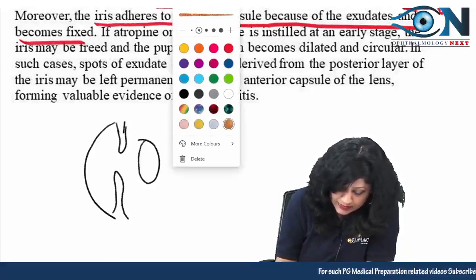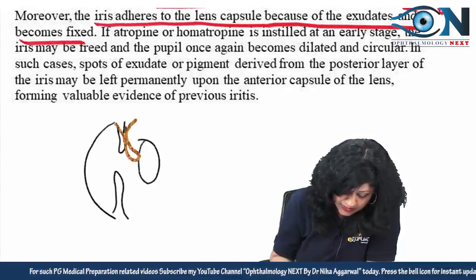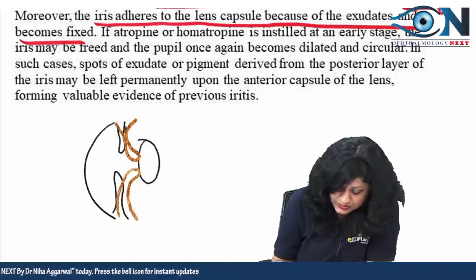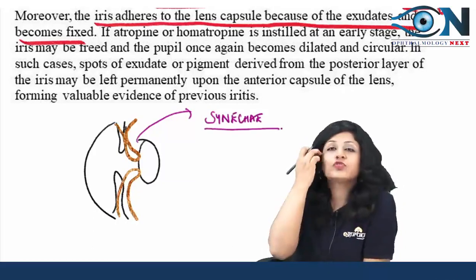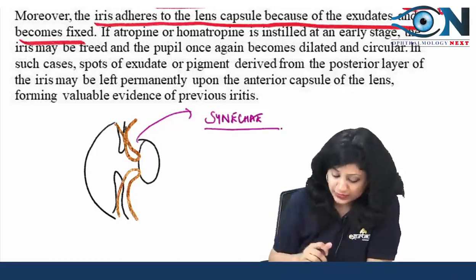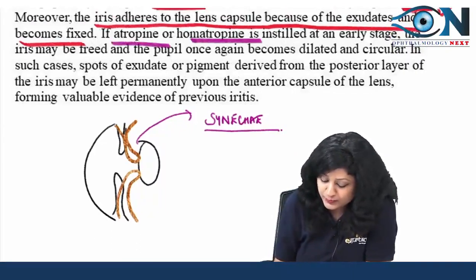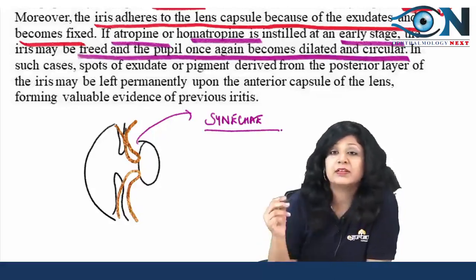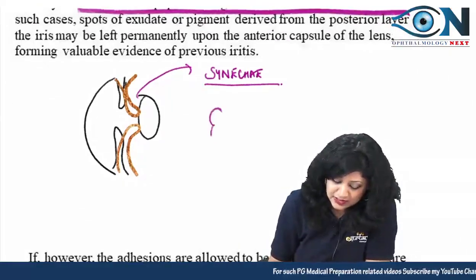Now what is happening, this iris is going and accumulating on the anterior surface of the lens, something like this. So this is actually your synechiae, or the adhesions we have, and these adhesions will lead to much more sequelae also. If you instill atropine or homatropine at a very early stage, the iris may be freed and the pupil just becomes dilated and circular, but if you are late, adhesion formation will take place and then it will be irregularly dilated.